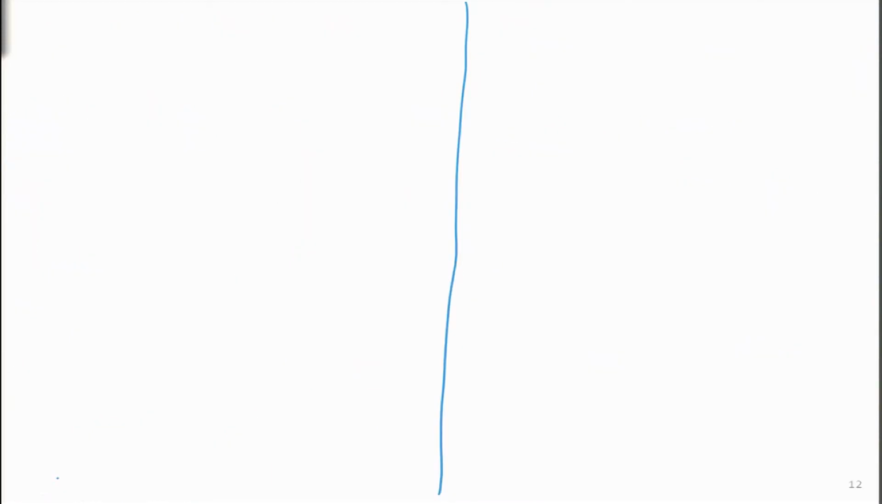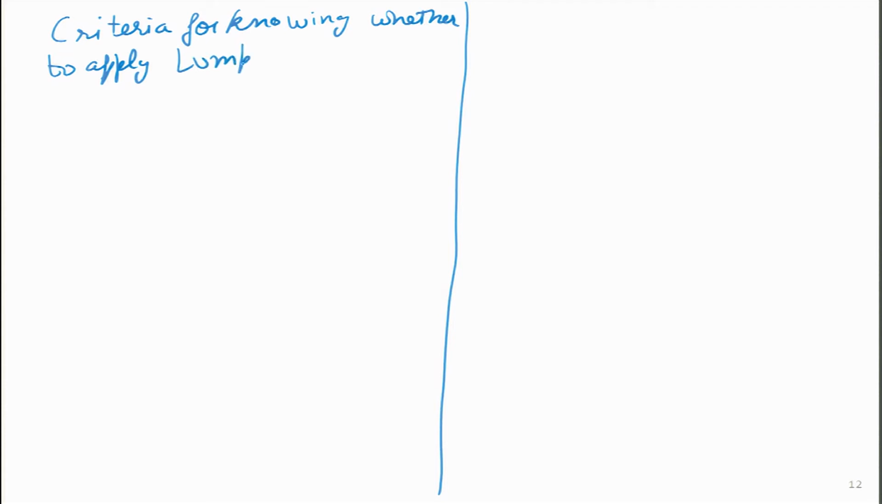So I will call it the criteria for knowing whether to apply lumped analysis or not. So we will put a question mark over here, that what is that particular criteria. So let me give the answer first and then I will explain it little bit later.